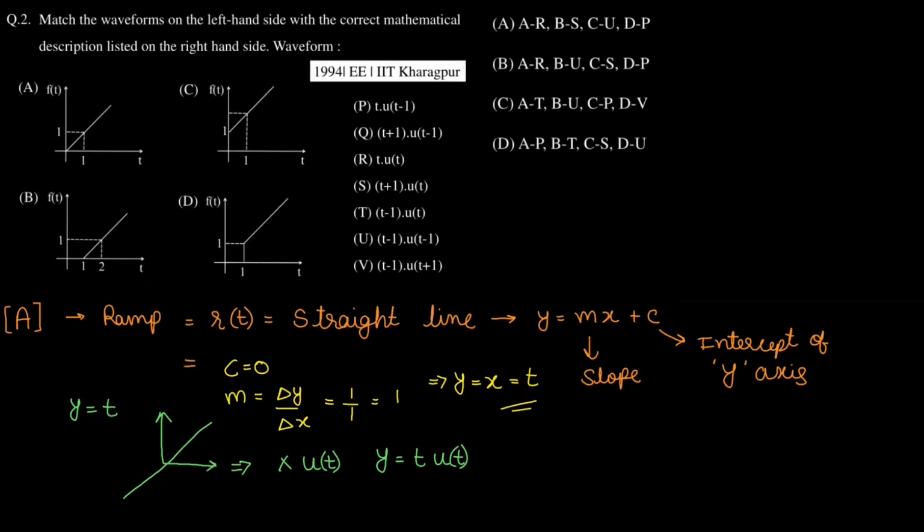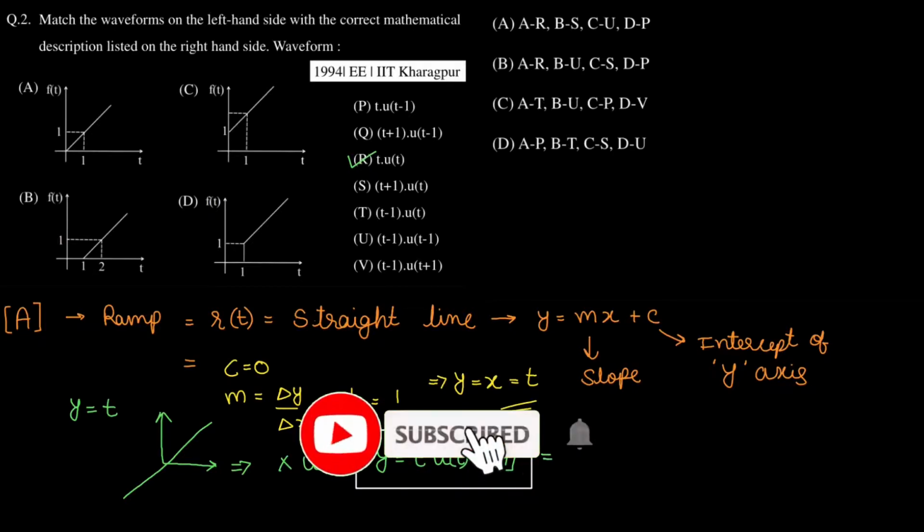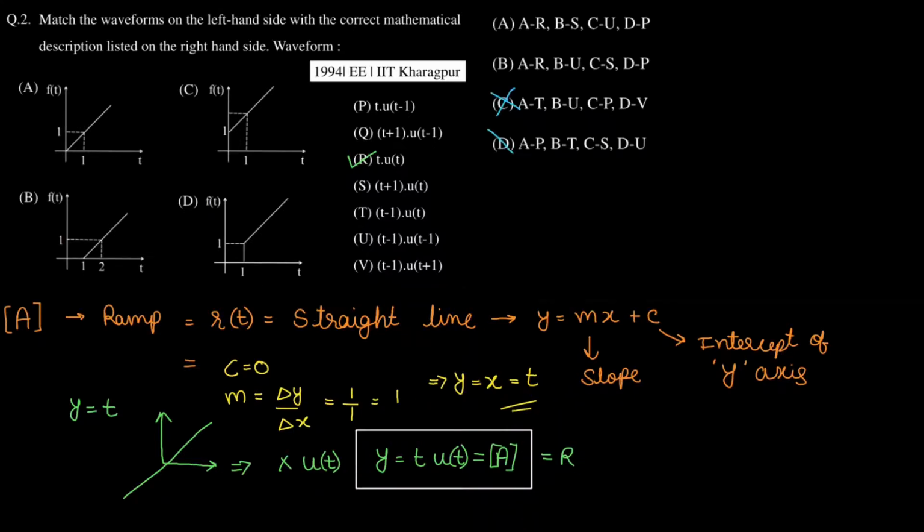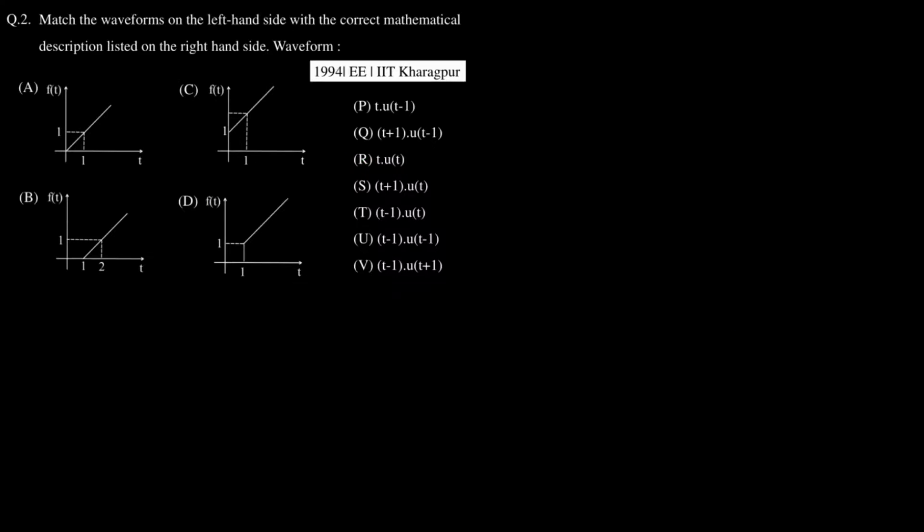Now this mathematical expression goes for waveform A. From the right hand side table, we can see that this expression is present with R. That means our A will be matched with R. And from the options, we can eliminate both C and D because here A is matched with T and A is matched with P.